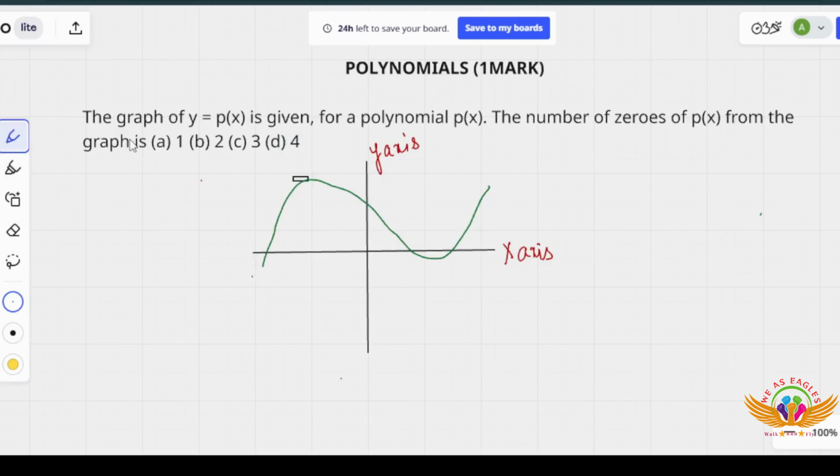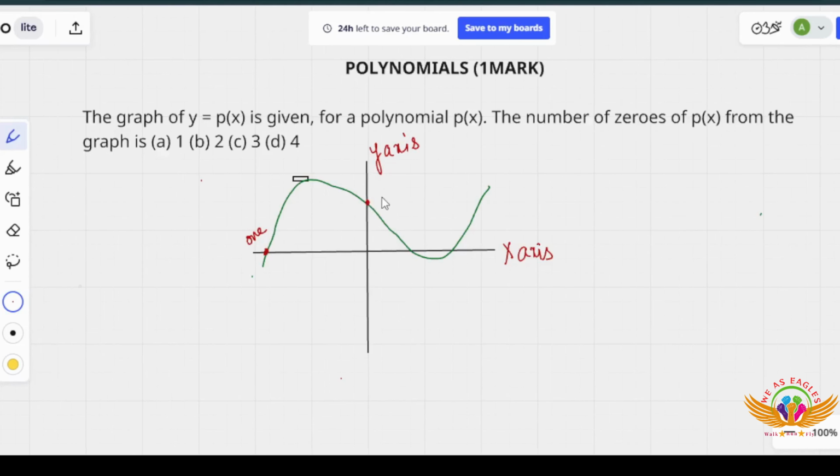So here in this question, they have given you the graph y equal to p of x, and we need to understand how many zeros are there from this graph. So just look at the line where it's touching both the x-axis line and y-axis line. All right, it's touching at one point. Yes, here is the 1 point. So here it is 1 zero.